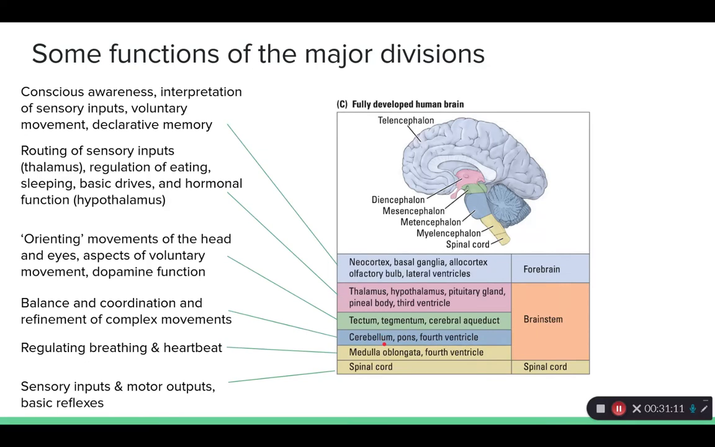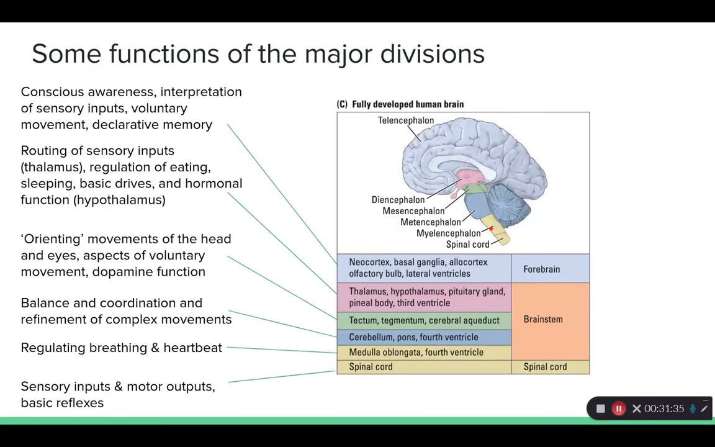In the metencephalon, we have the cerebellum, which, as you remember, is important for controlling balance and coordinating our movements. And we also have the pons. That's an important region where we have lots of inputs coming in and out of the cerebellum, sort of hooking up with the other parts of the brain.